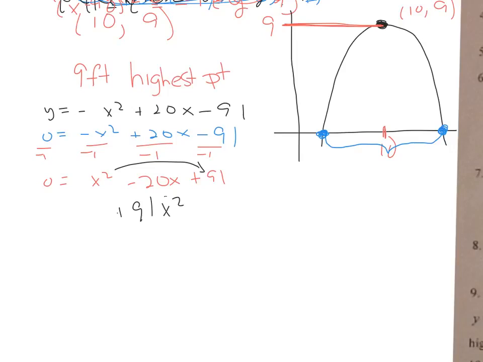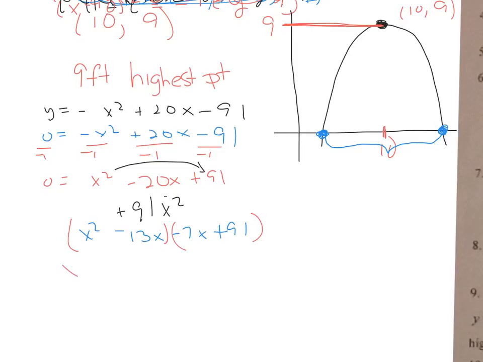91x squared. Now, are there numbers that multiply to 91 and then add to negative 20? Yes, that's negative 13x and negative 7x. So bring down the 91, bring down the x squared. And now I'm going to factor by grouping.